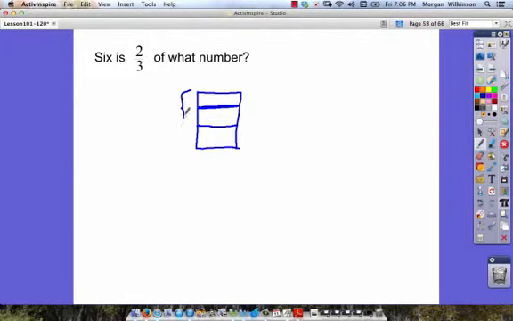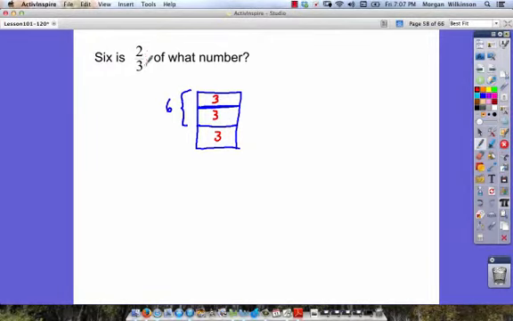6 is 2/3 of what number? So 2/3 is right here. And 6 is 2/3 of what number? So 6 is our total. If we break our 6 into 2 equal parts, we must have 3, because 3 times 2 is 6. We've got 3 equal parts, so there must be a 3 in the third part as well.